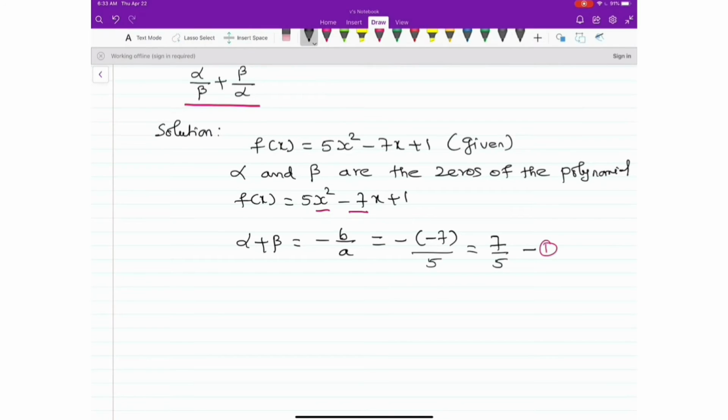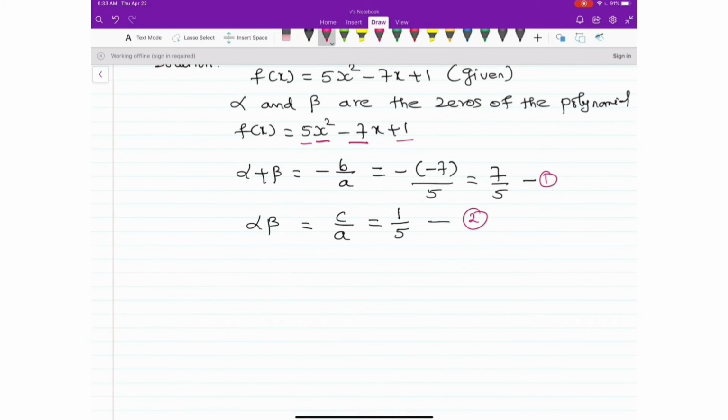What will happen to the product of the zeros, alpha beta? It is equal to c/a. You know that c is the constant term and a is the coefficient of x² here. So c is the constant term 1 and a is 5. So I can write 1/5. Let me name this 2.